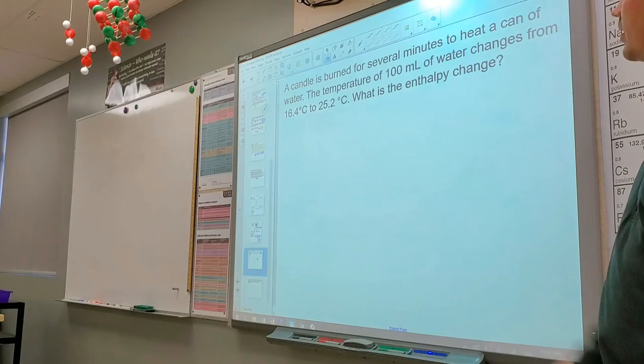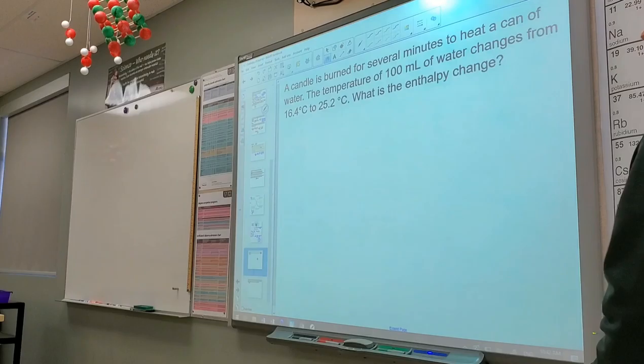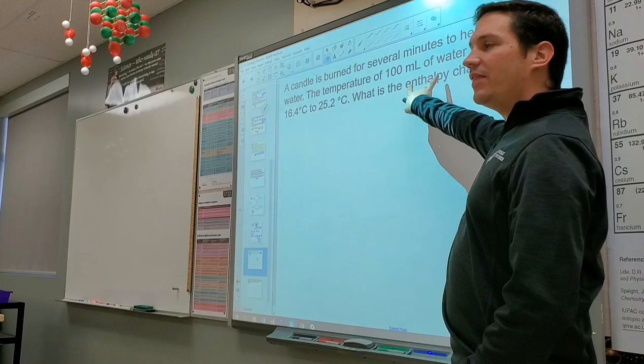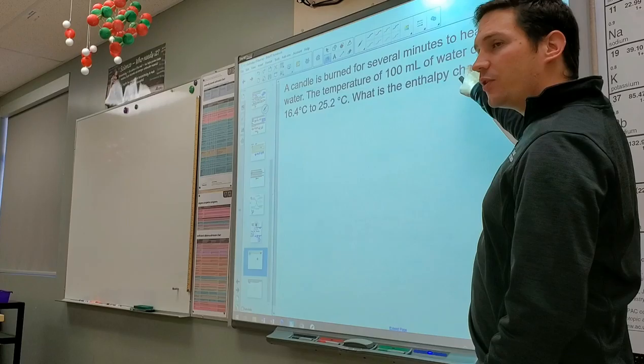A candle is burned for several minutes, just like you burned a Dorito, right? Or whatever you burned. So a candle is burned for several minutes to heat a can of water. The temperature of 100 milliliters of water changes from 16.4 degrees Celsius to 24.2 degrees Celsius. What is the enthalpy change?